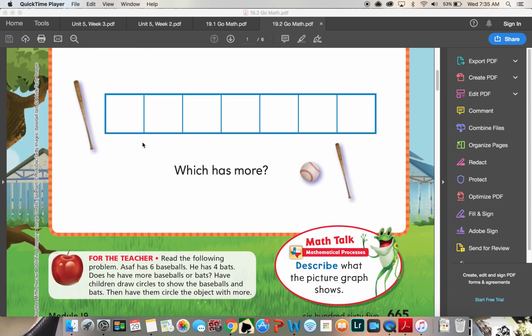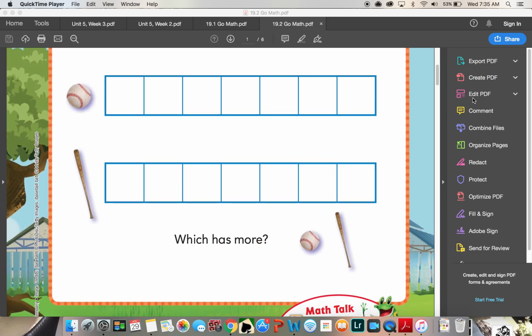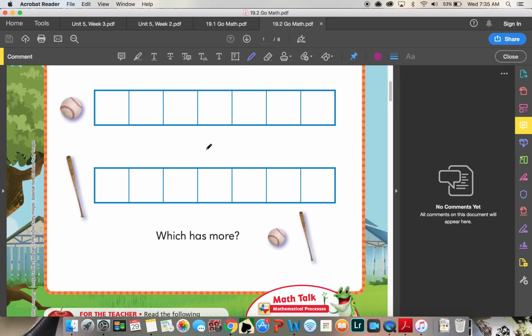All right. Asaf has 6 baseball cards. Baseballs. He has 4 bats. Does he have more baseballs or bats? Draw circles to show the baseballs and the bats. Okay, so he has. Let's get my comment with my pencil.